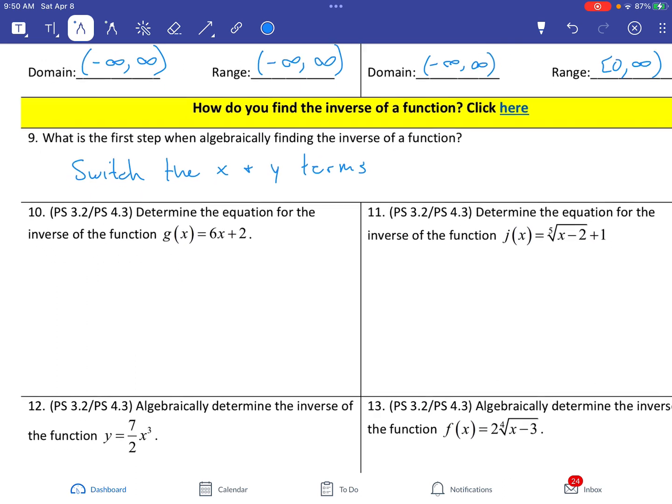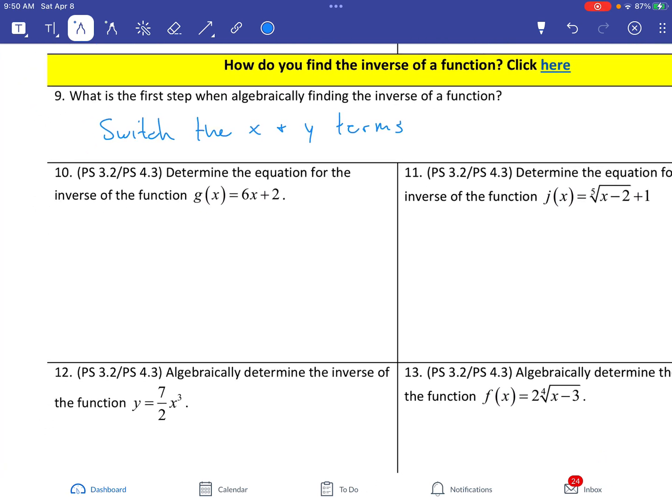All right, determine the equation for the inverse of the function g of x equals 6x plus 2. So we're going to switch out x and y, so x will equal 6y plus 2. Now we're going to solve for y. First step is to subtract 2 from both sides. So x minus 2 equals 6y. And the last step would be to divide both sides by 6. So y is equal to x minus 2 over 6.